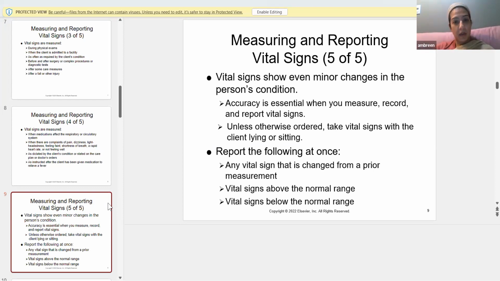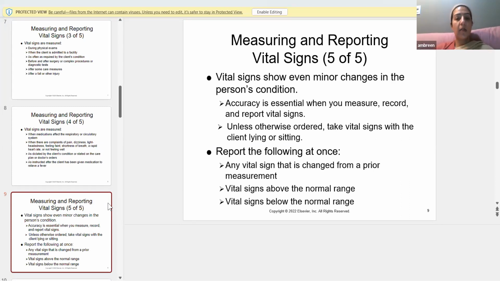Report the following at once: any vitals that have changed from a prior measurement. Anything that has changed from the reading before, if there's a change in any of the four ones, whether blood pressure, pulse, heart rate, respiration, or temperature, or the fifth vital sign, which is the SpO2. If any changes, you need to report.